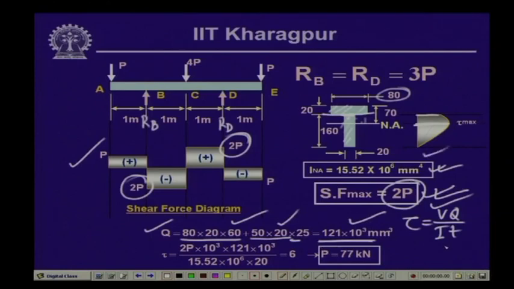If we substitute these values, and T is equal to 20, we get the value of P as 77 kilonewton. So the maximum value of P which can be applied in this beam is equal to 77 kilonewton, so that the shearing stress does not exceed a value of 6 megapascal, as stipulated over here.